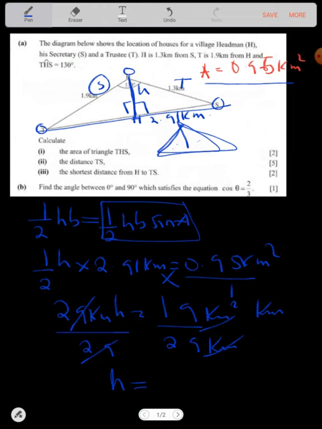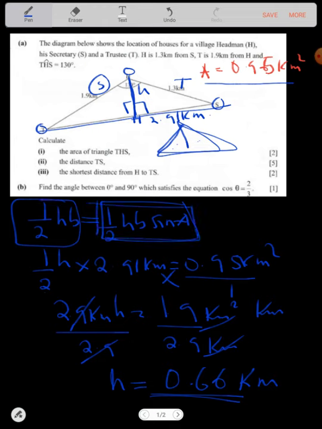So 1.9 divided by 2.9, what you get is 0.66 kilometers. That's how you find the shortest distance. You just get the area of this right angle triangle, compared to the area of the original triangle, then you work out there.